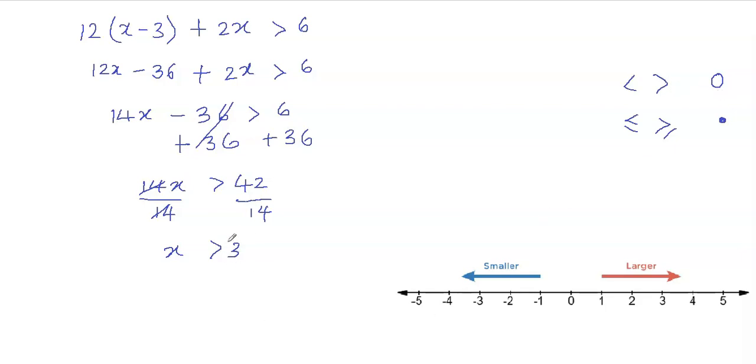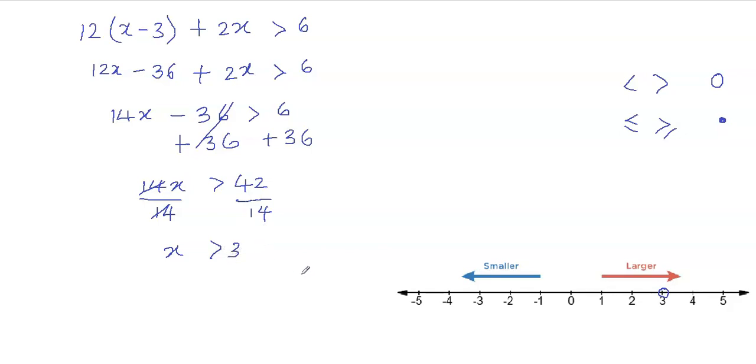So this is my boundary point. 3 is my boundary point. I'll make an open circle on 3. First of all, we're going to find 3 on the number line and make an open circle on 3, which indicates that 3 is not a part of my solution because x is greater than 3, but x is not equal to 3.